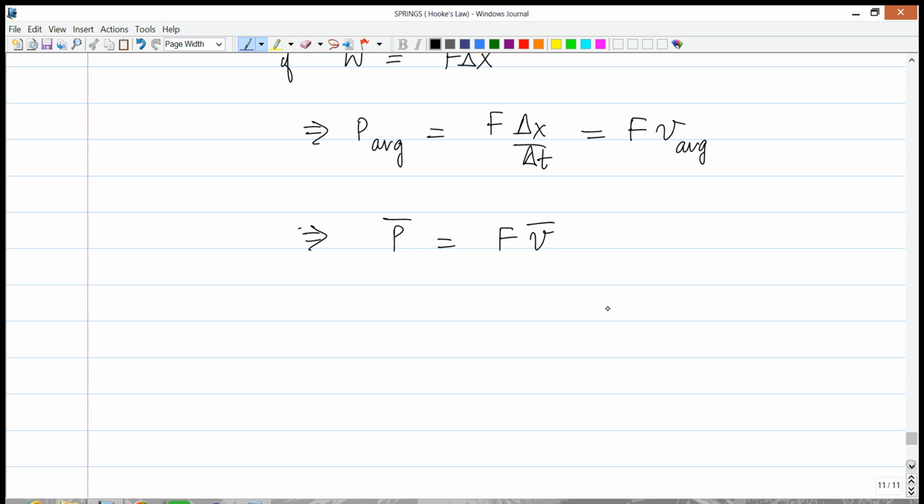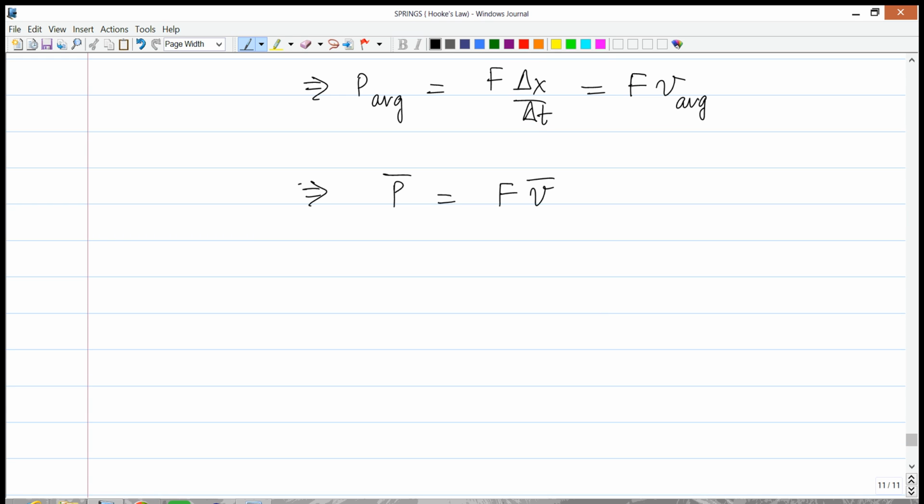Now on the other hand, we can also define instantaneous power, the power delivered at any instant. I'm writing it as P without the average sign on it, and this is simply equal to F times V, which is the instantaneous speed. So this is the instantaneous power. Here V happens to be the speed at any instant, so instantaneous speed. So this gives us what power is.